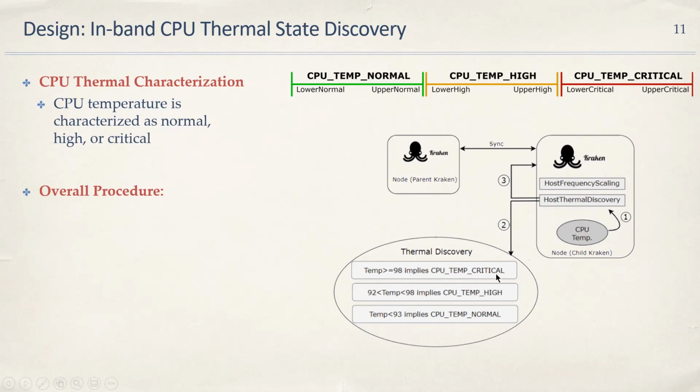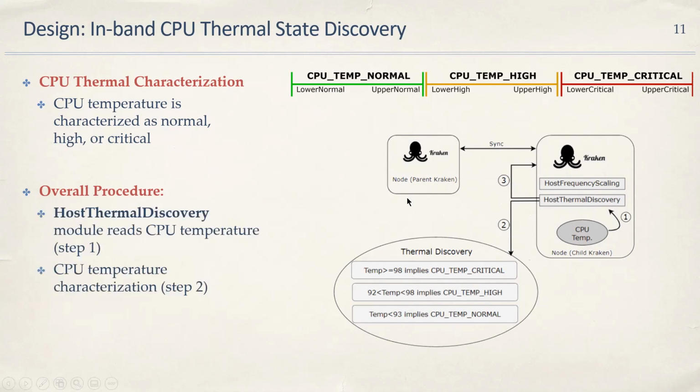After performing this categorization, the thermal state will be reported to the child Kraken, and the child Kraken will synchronize this state to the parent Kraken node. The next thing we will study is the out-of-band CPU thermal state discovery.